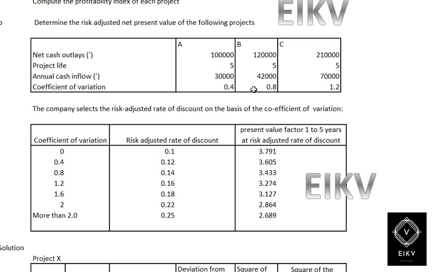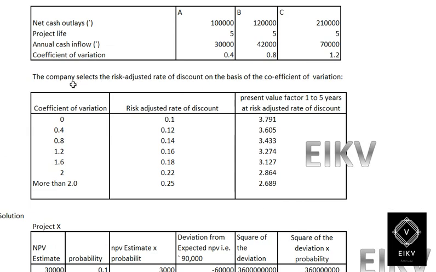Coefficient of variation 0.4, 0.8 and 1.2. Then the company selects the risk adjusted rate of discount on the basis of the coefficient of variation. So the company is selecting the risk adjusted return on the basis of coefficient of variation, and then they have given a table which contains three columns: coefficient of variation, risk adjusted rate, and present value of annuity from 1 to 5 years, the total present value.